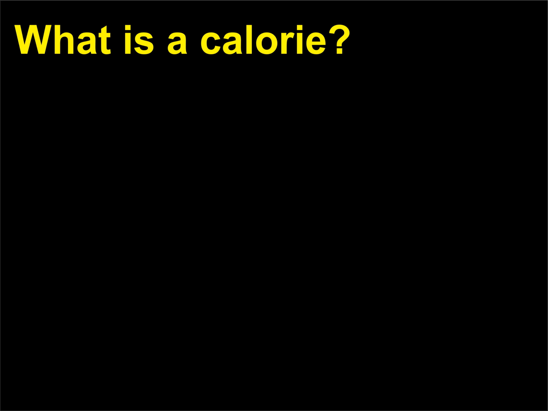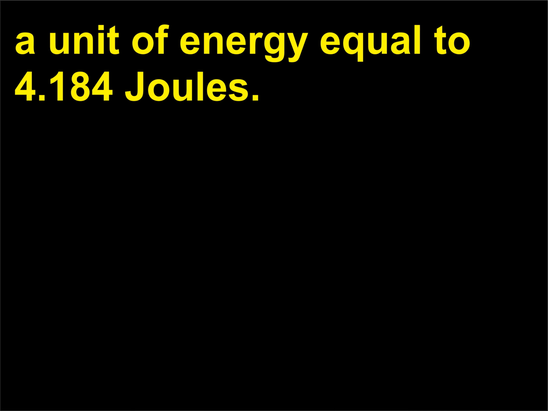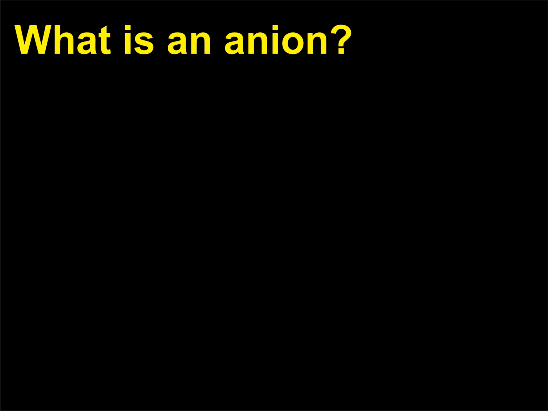What is a calorie? A unit of energy equal to 4.184 joules. What is an anion? A negatively charged ion.